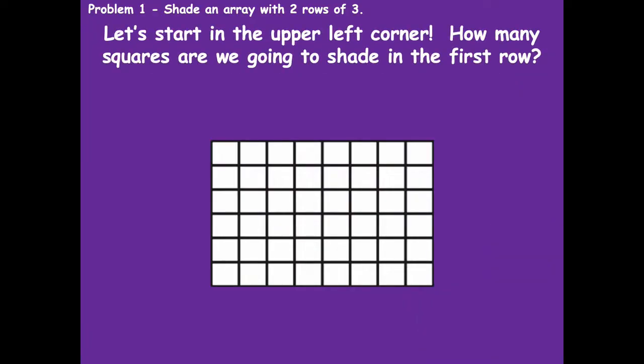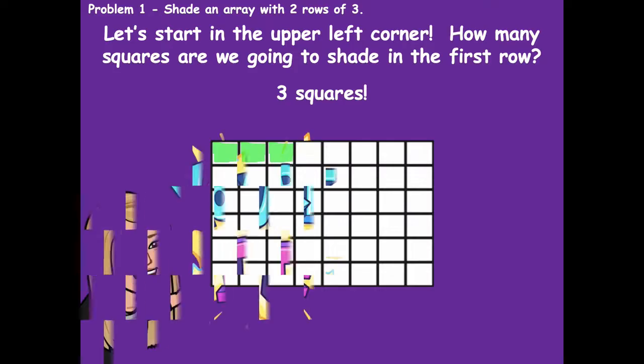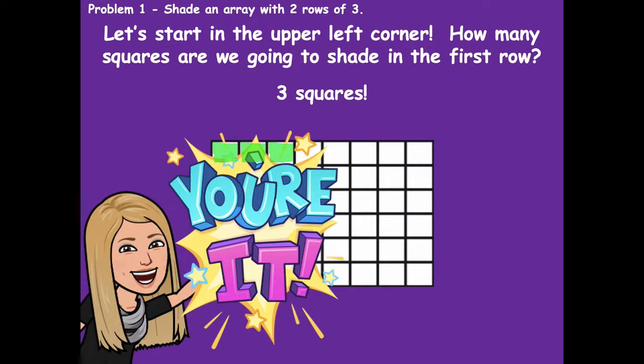Let's start with the upper left-hand corner. So how many squares are we going to shade in the first row? 3 squares. So here we go. 1, 2, 3. Here's my 3 squares. So pause the video, and I want you to draw in the first 3 squares. Choose any color that you'd like. Draw just the first row, and then click play when you're ready for the next step.